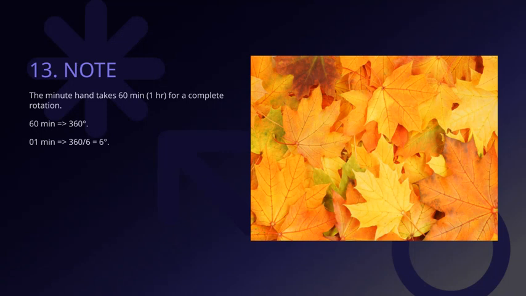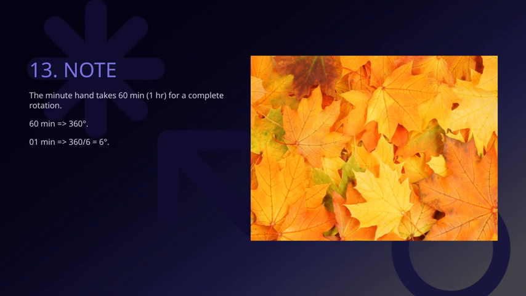The minute hand of a clock completes a full rotation in 60 minutes, which is exactly 1 hour. Now, since a full rotation is 360 degrees, we can see how much the minute hand moves in 1 minute. If 60 minutes equal 360 degrees, then dividing 360 by 60 gives us 6 degrees per minute. So every single minute, the minute hand moves 6 degrees along the clock face.